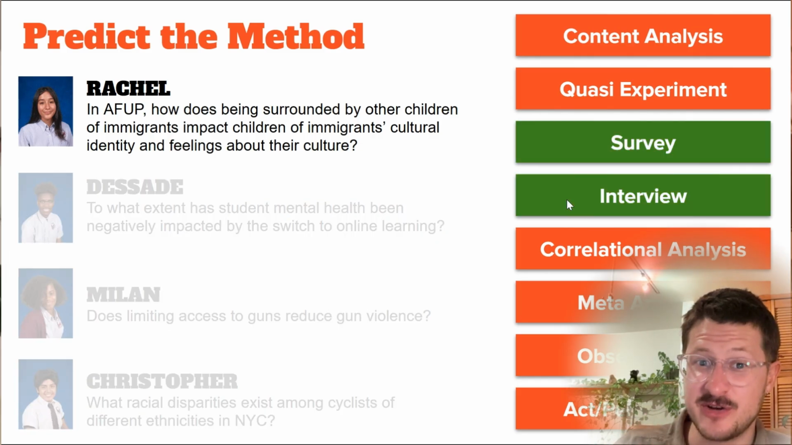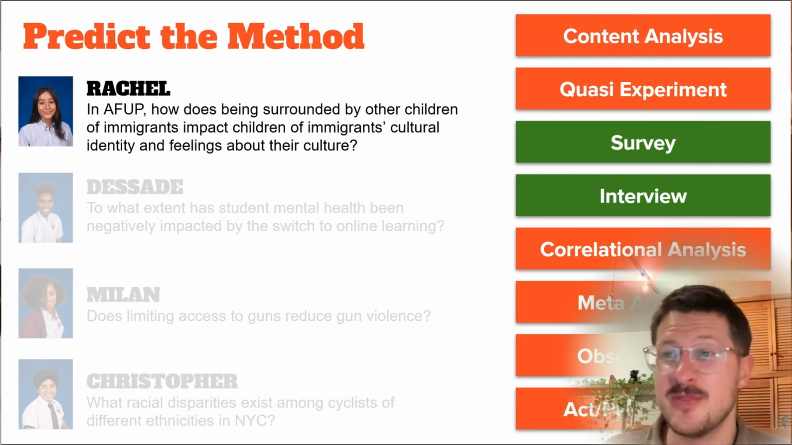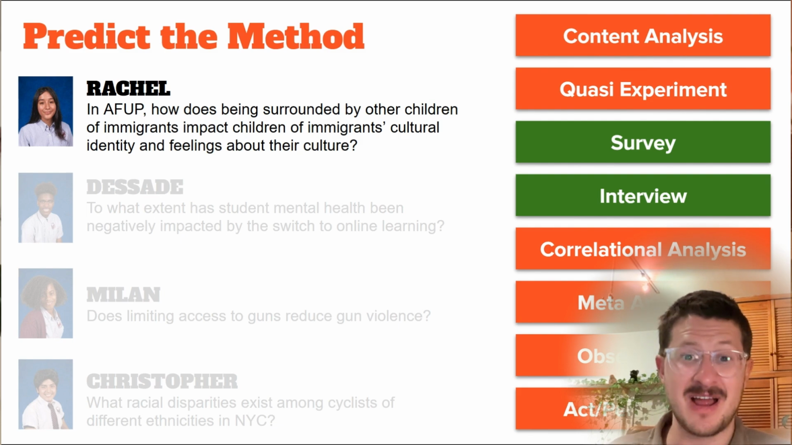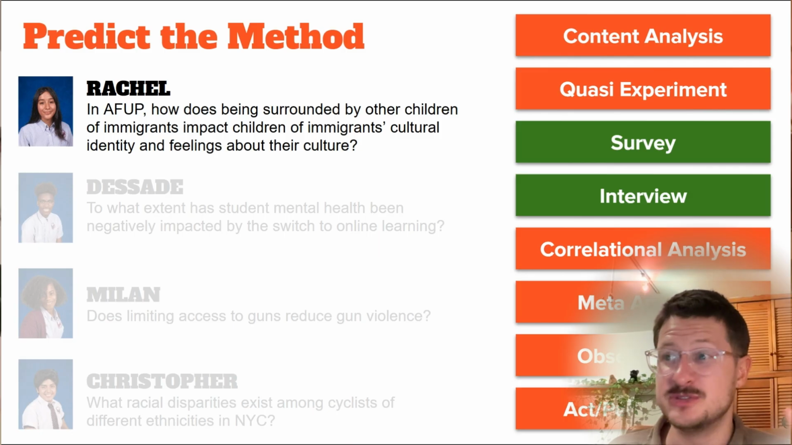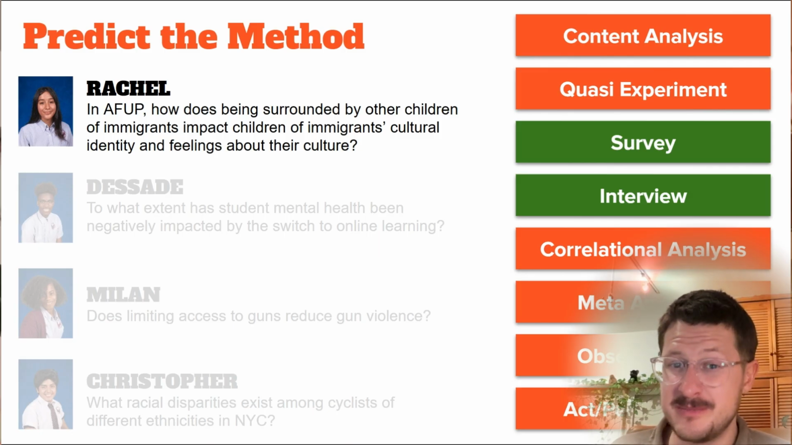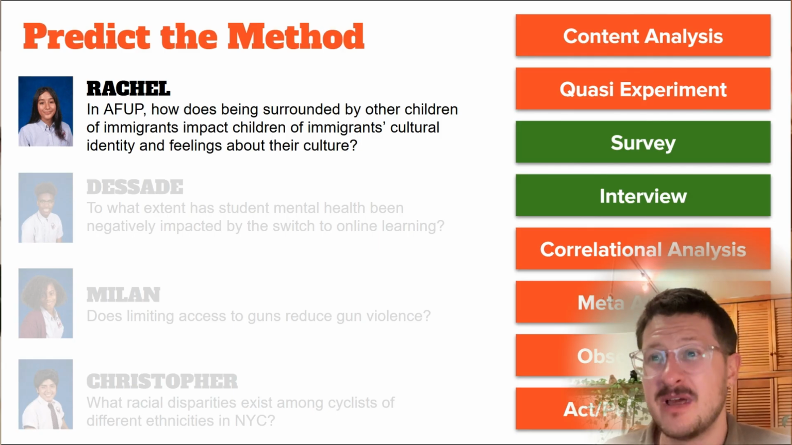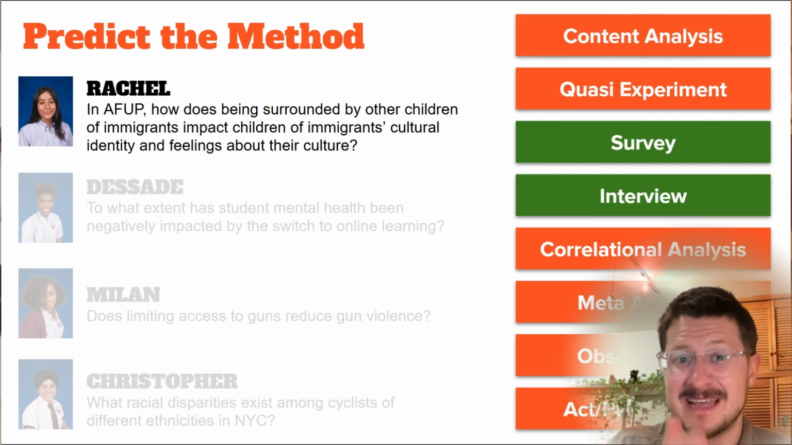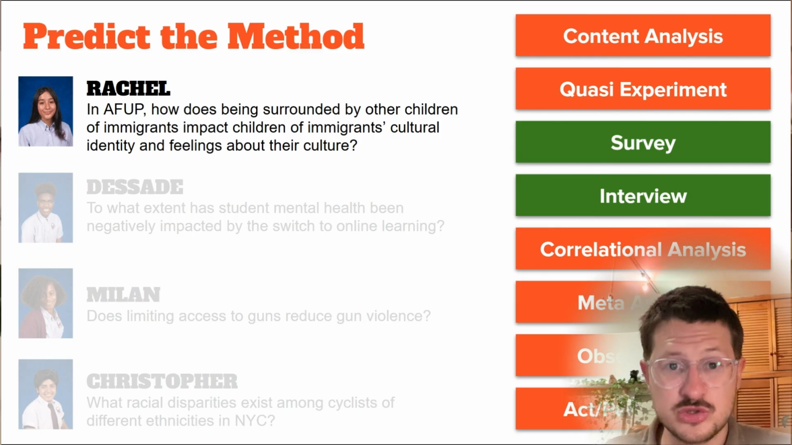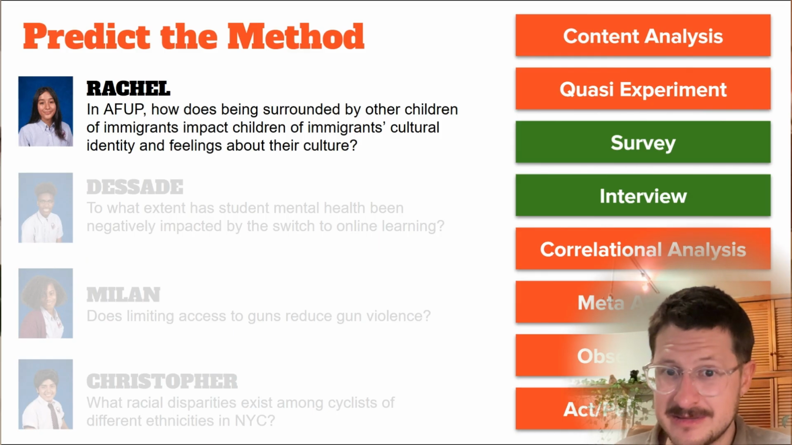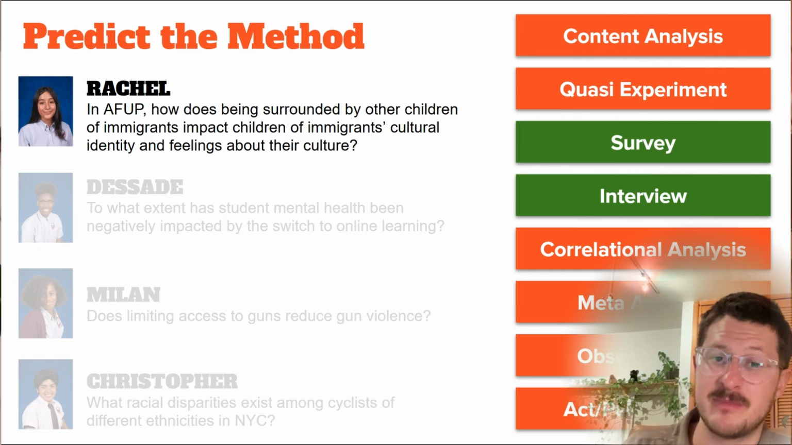If you said survey and interview, you are right on. The reason why is you need to basically ask them how it impacts their feelings, their identity. Now, you cannot observe that. There's not really going to be measurable data necessarily. You couldn't look at graduation rates or something because that doesn't tell us about their feelings about identity and culture. So this is a classic example of a research question that really tells you, hey, I need to get inside the head of my participants.